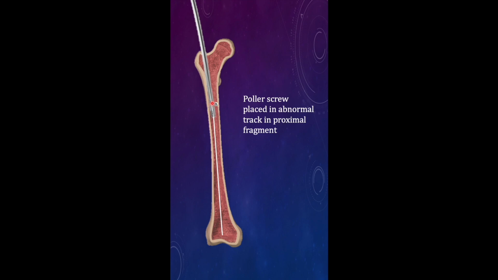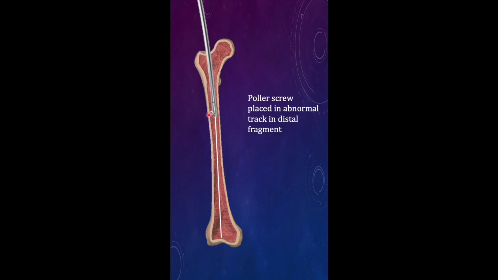And if we see the distal segment, the nail was going more laterally. So if you want to put a Poller screw in the distal segment, then we have to place the screw on the lateral side. And because of the lateral placement of the screw, the nail will resume a path slightly medially in the distal fragment like this.